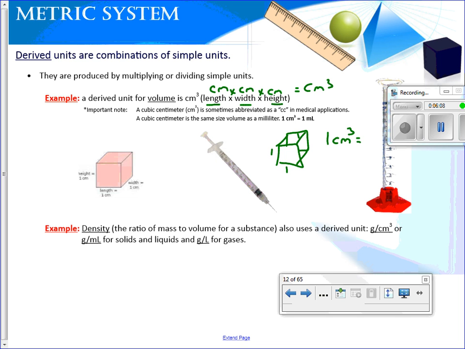If we put a volume of water in that, the amount of water it would hold would be 1 milliliter. This is an important relationship. We expect you to know that 1 milliliter is equal to 1 cubic centimeter. Density is also a derived unit. We get density by dividing the mass by the volume. And so when we do that, our density unit is always whatever the mass unit is divided by the volume unit. So we have grams per cubic centimeter, we could have grams per milliliter, we could have grams per liter for gases.